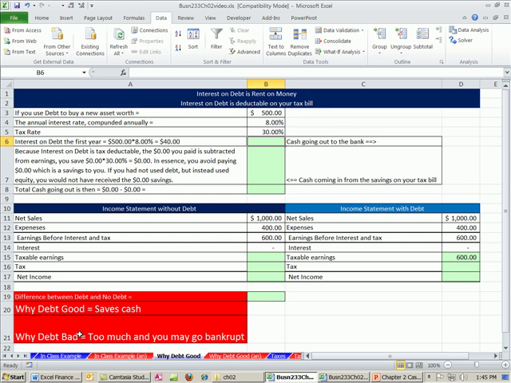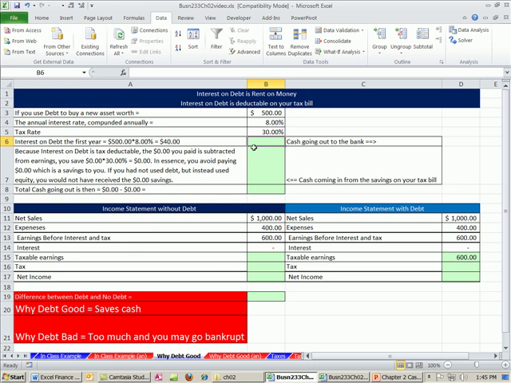And why is debt bad? Do I even have to answer this in the year 2010? All the humans on the planet saw what happened between 2007 and 2010. Too much debt can get you in big trouble. Too much debt, you may go bankrupt.